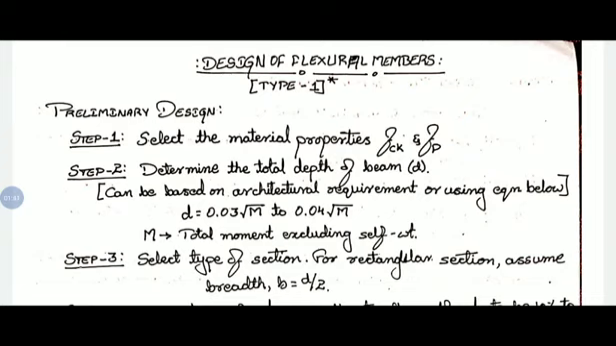Then in the second step we need to calculate the depth of the beam. To calculate the depth of the beam we have a formula. It should be 0.03 root of M to 0.04 root of M. Based on the architectural requirement we can choose the depth. Here M is the total moment due to self weight.